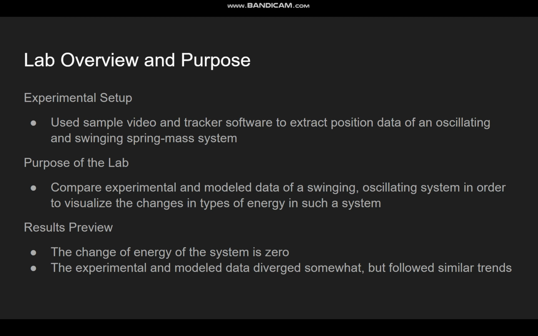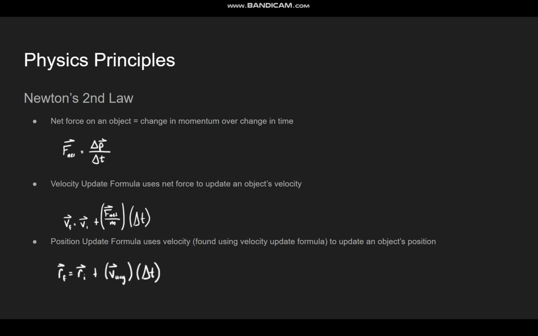And a preview of our results. The change of energy of the system is zero, and the experimental and model data diverged somewhat, but followed similar trends. Physics principles. The first pertinent principle is Newton's second law, which states that the net force on an object equals the change in momentum over the change in time. This principle is important for our velocity and position update formulas, which can be seen on the screen.